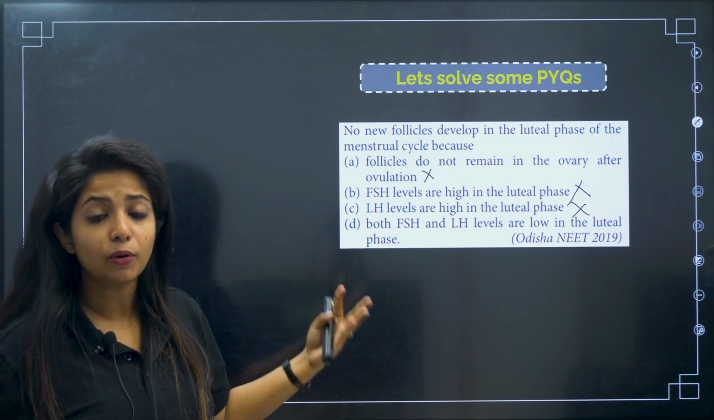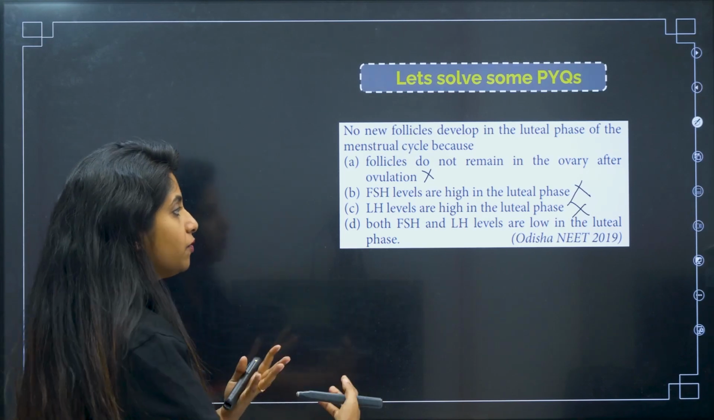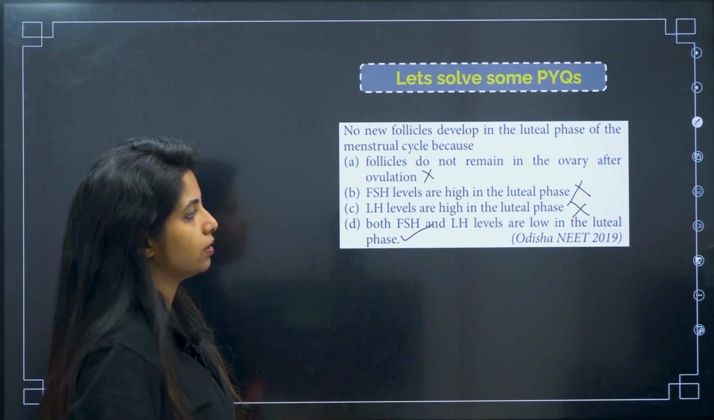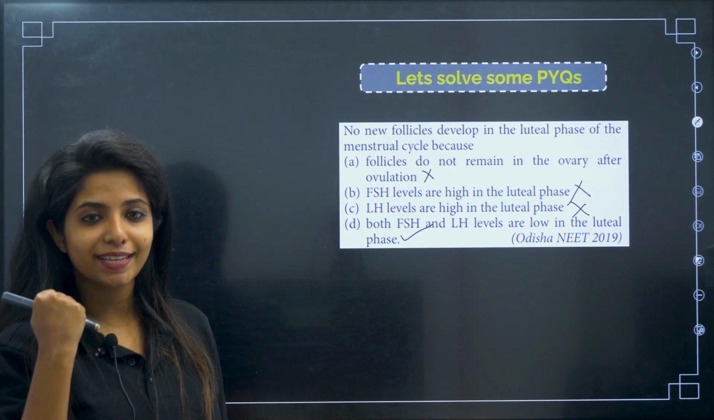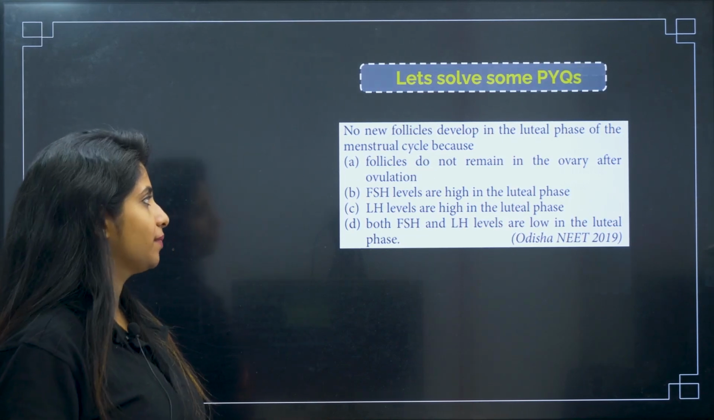Yes, this is the thing. Both of them are required for follicle generation, mainly FSH. So this should be the correct answer. So it came in NEET 2019. I hope you did it.